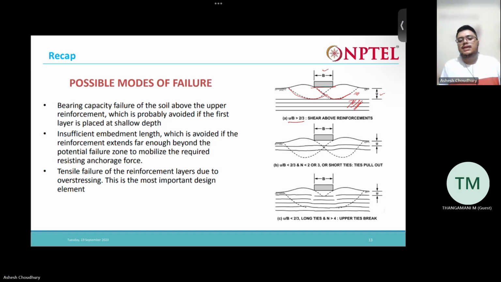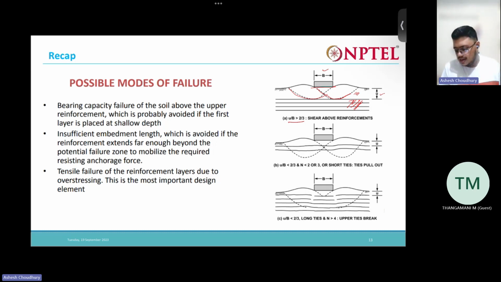The next case is when du by B is less than 2 by 3 and we are using less number of reinforcements, or shorter reinforcements. In that case, what happens? There is chance of pull out failure. Okay, pull out failure means the load coming onto the reinforcement is higher, and there are chances that this reinforcement will get pulled out. These ties will actually get pulled out with the soil.